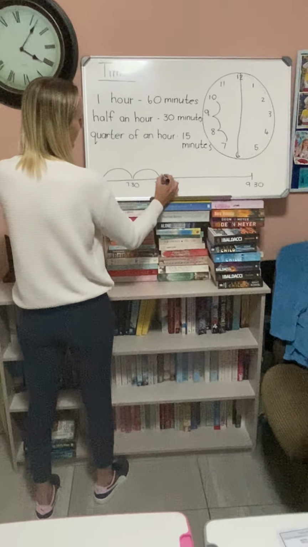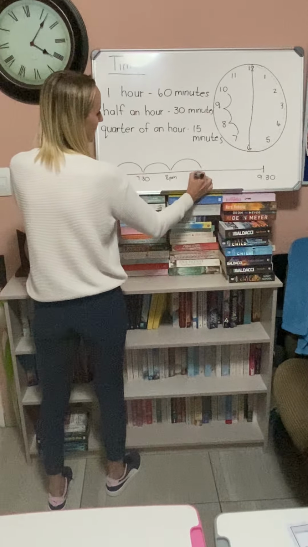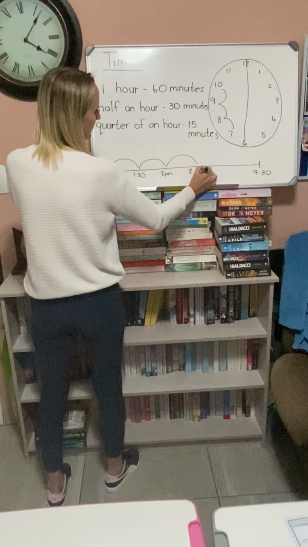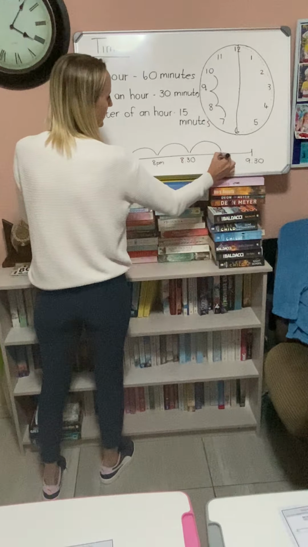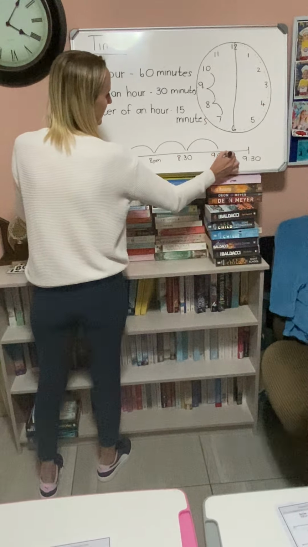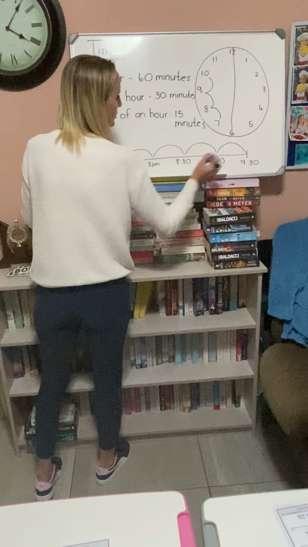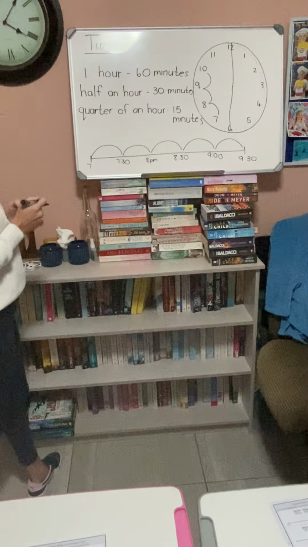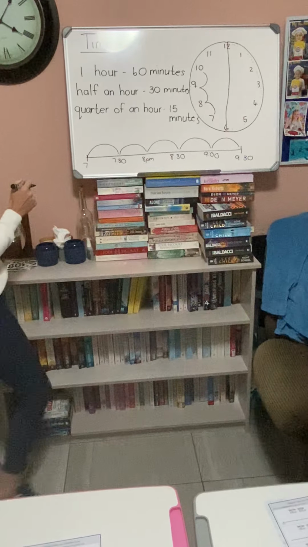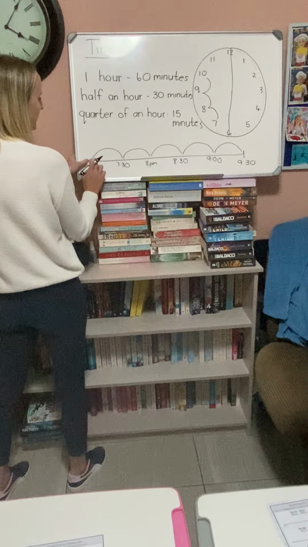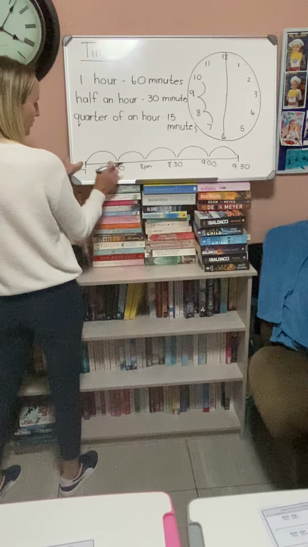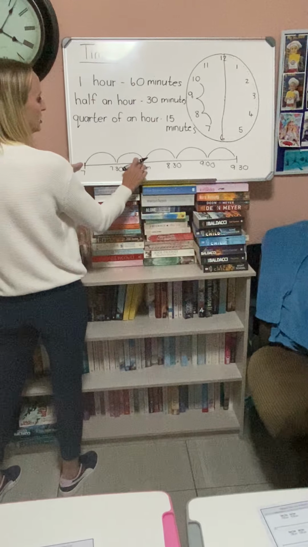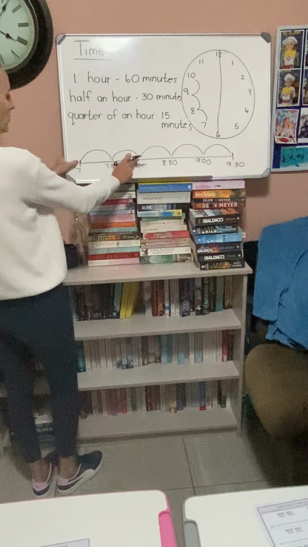So I go like this and I jump from 7 to 7:30, from 7:30 to 8, 8 to 8:30, 8:30 to 9, and then 9 to 9:30. Now I can count in half hours and I can see how much time has elapsed. From 7 to 7:30 was 30 minutes. 7 to 8 was an hour. So we've got 1 hour.